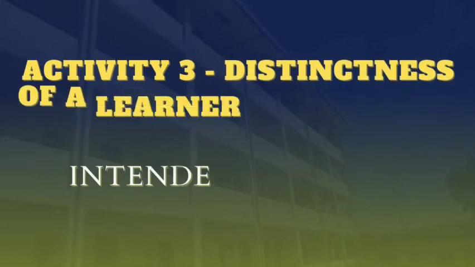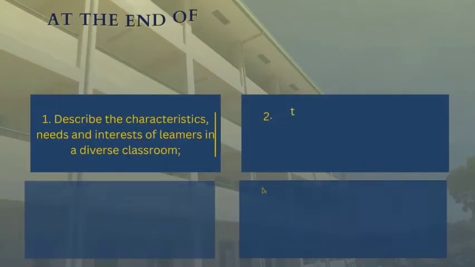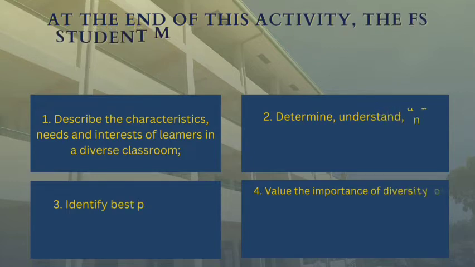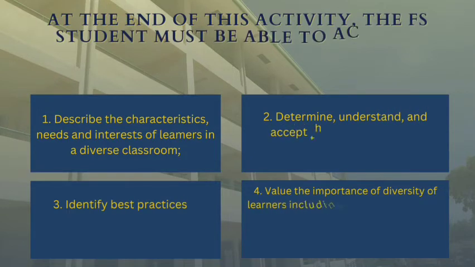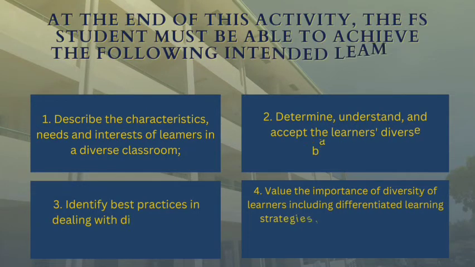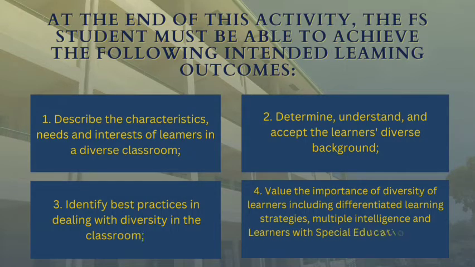Activity 3, Distinctness of a Learner in a Diverse Classroom. Intended learning outcomes. At the end of this activity, the FS student must be able to achieve the following intended learning outcomes. Number 1, describe the characteristics, needs, and interests of learners in a diverse classroom. Number 2, determine, understand, and accept the learners' diverse backgrounds. Number 3, identify best practices in dealing with diversity in the classroom. And number 4, value the importance of diversity of learners, including differentiated learning strategies, multiple intelligences, and learners with special educational needs in the inclusive classroom.